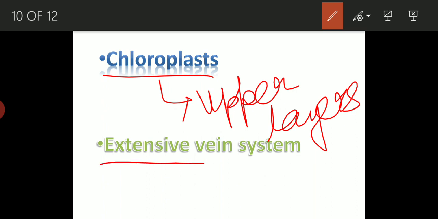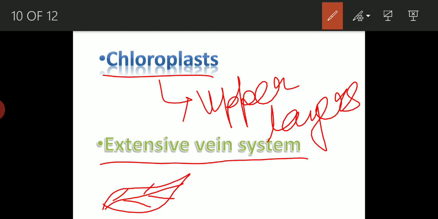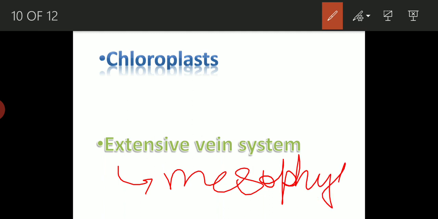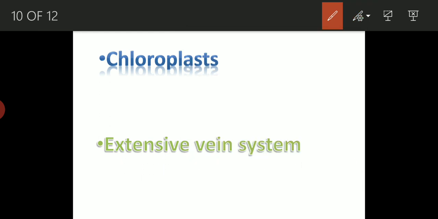And last is extensive vein system. Vein means, suppose this is a leaf and these structures are the veins of the leaves. Now the extensive vein system will help the rapid transport. In the mesophyll cells, the rapid transport is facilitated by this extensive vein system. Okay. So these are the certain adaptations in the leaf that help in photosynthesis.